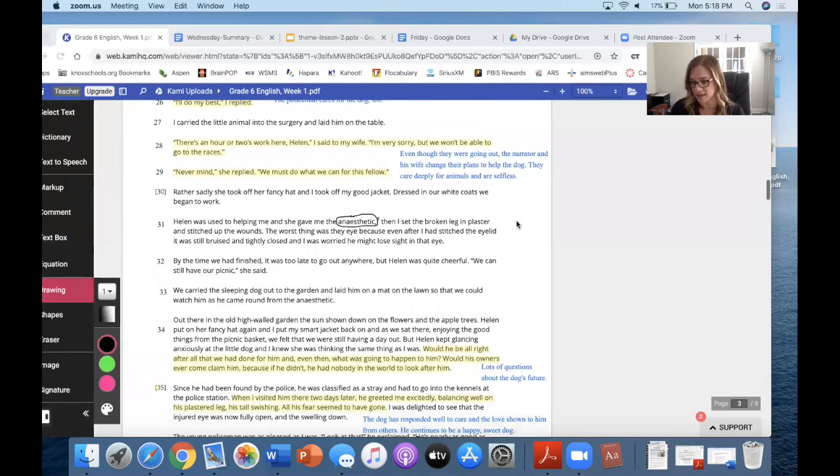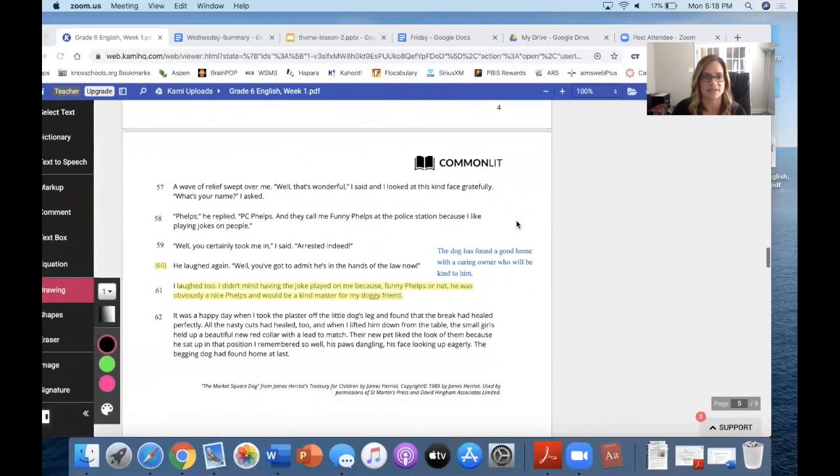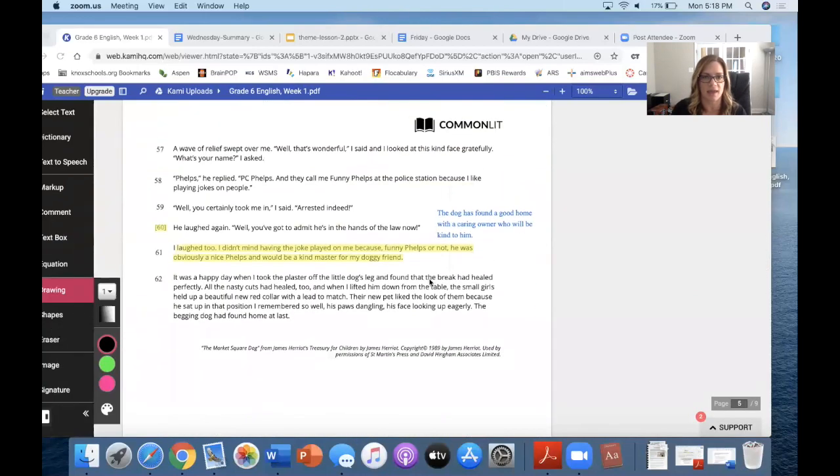And then our second one, if we go right towards the end in paragraph 61, where he says, "I laughed too. I didn't mind having the joke played on me because, funny fellow or not, he was obviously a nice fellow and would be a kind master for my doggy friend." That showed us that whole comical sense that they both had, where they both laughed about it, they both thought it was funny, they had a good chuckle.